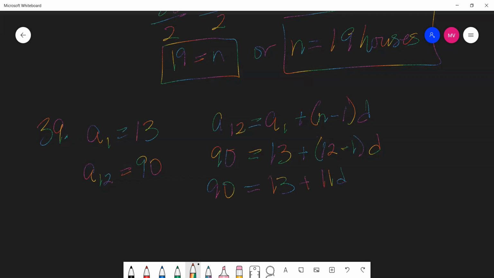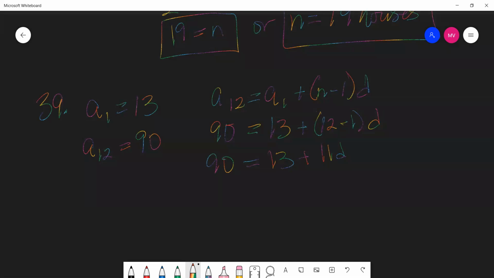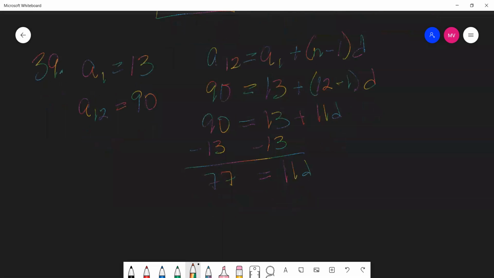All right, so now what do we need to do to solve for D? Subtract 13 from both sides, yes. And we end up with 11D equals, what is that, 77. Oh, this is going to be nice and even, thank goodness. So what do we do to isolate our variable? Divide by 11 on both sides. And so our difference is 7.